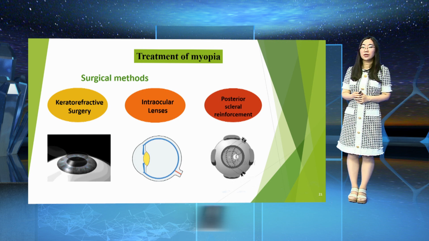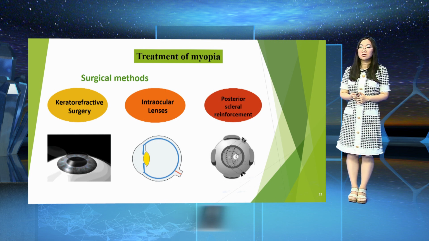Keratorefractive surgery. Keratorefractive surgery encompasses a range of methods for changing the curvature of the anterior surface of the eye. Intraocular lenses. Implantation of an intraocular lens has become the preferred method of refractive correction for myopia.